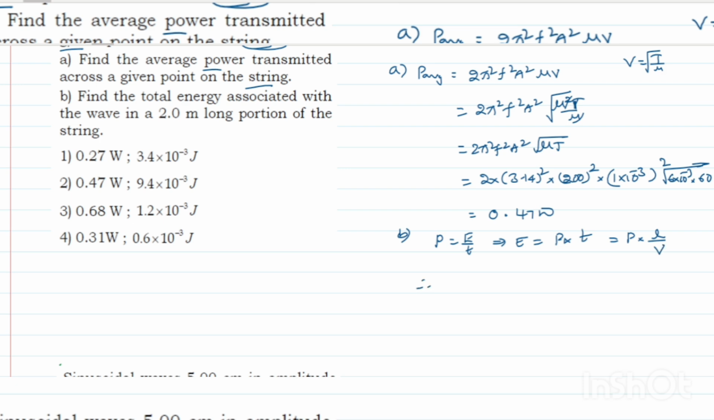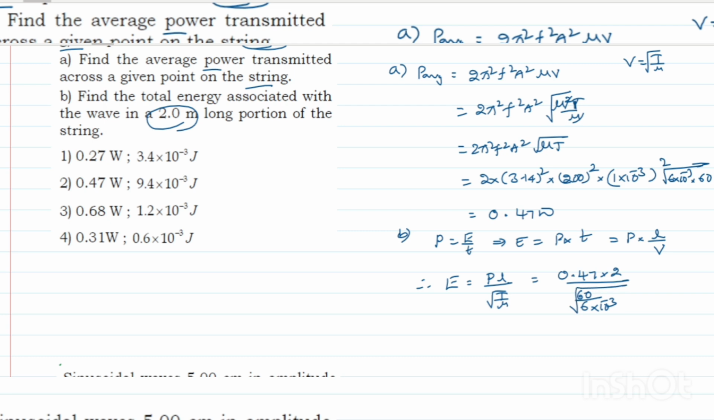Therefore energy is P into L by v, in the sense here v is root over T by mu, students. And the power we have calculated already, 0.47, and the string length is given as 2 meter long, so into 2 by, tension is given as 60 newton by linear mass density 6 gram, that is 6 into 10 power minus 3, under root.